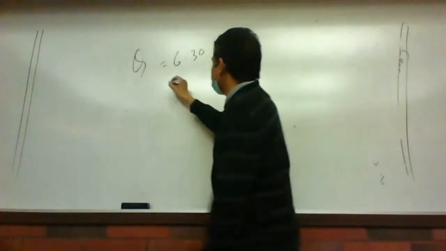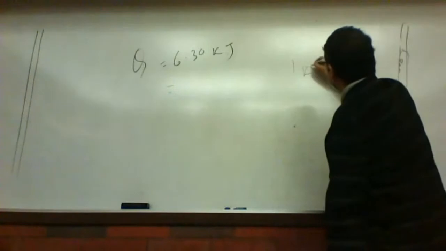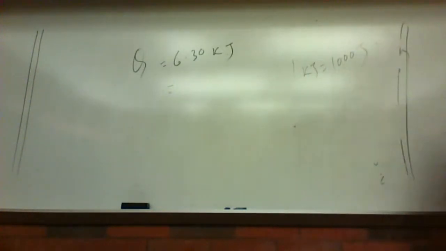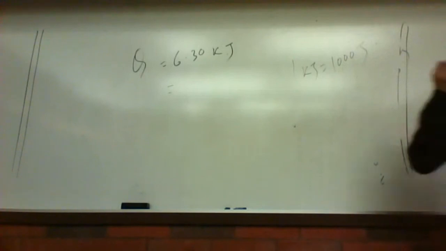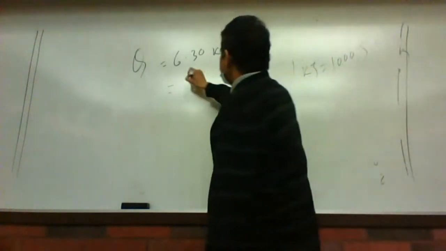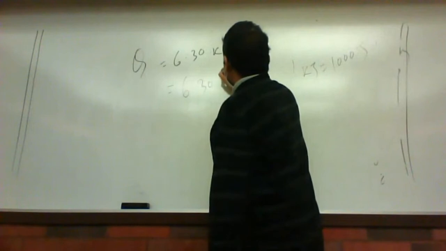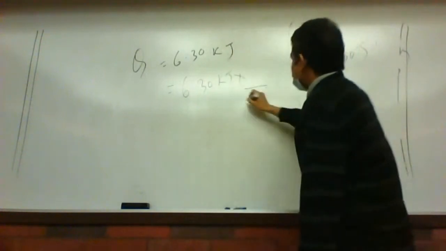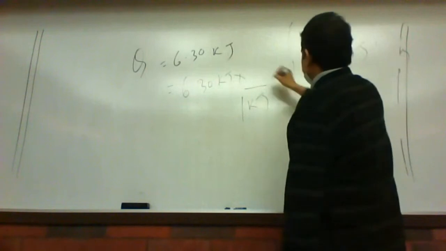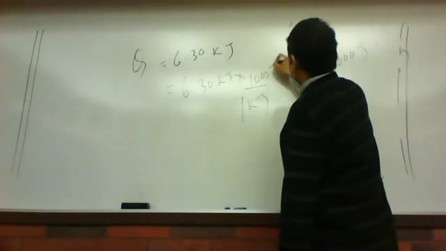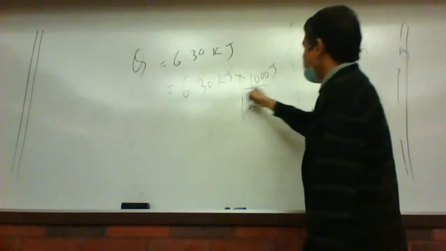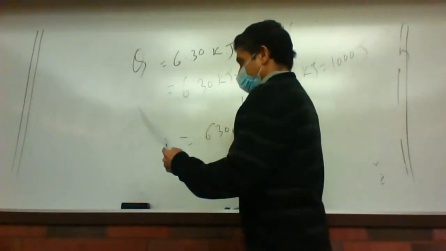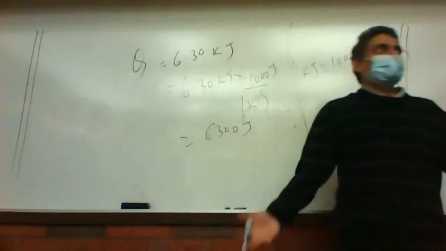So kilojoule. So convert that to joule. So 1 kilojoule is equals to 1000 joule. This is the conversion factor, right? Kilo means 1000, right? So I don't need this kilojoule. So I convert this and put this factor to cancel kilojoule. So 1 kilojoule I put this way, 1000 joule this way. Now kilojoule cancel. I would put this number in calculator, and this gives me 6300 joule.